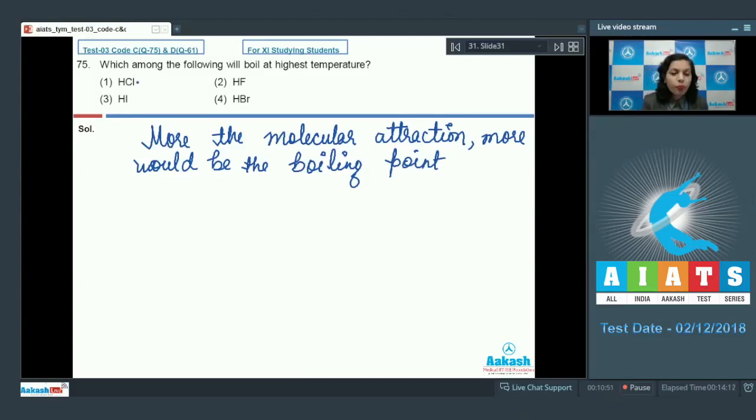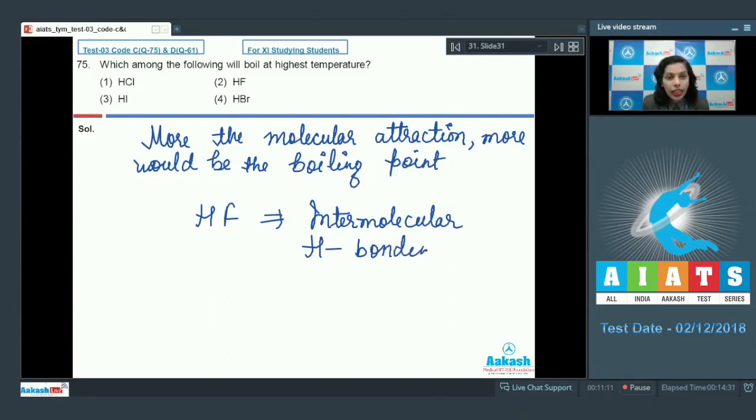So if we talk about HCl, HF, HI and HBr, this HF includes intermolecular hydrogen bonding to a very large extent, and that is why in this case the molecular attractions are more. It means if you're comparing all these species, this HF has the maximum molecular interactions, and that is why it has the highest boiling point. And if it is so, we can easily choose it as the correct answer. That is option 2. Let's take the next question.